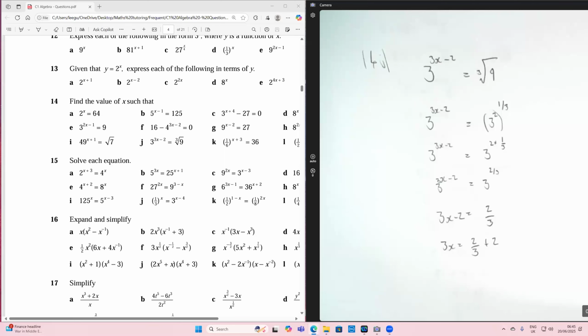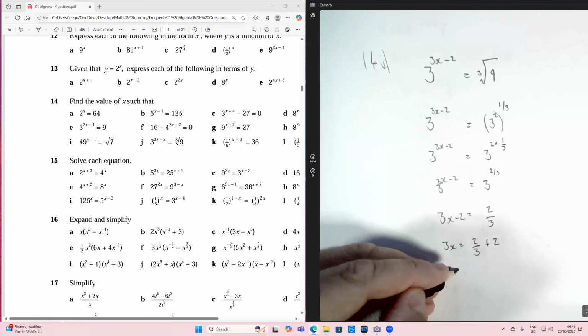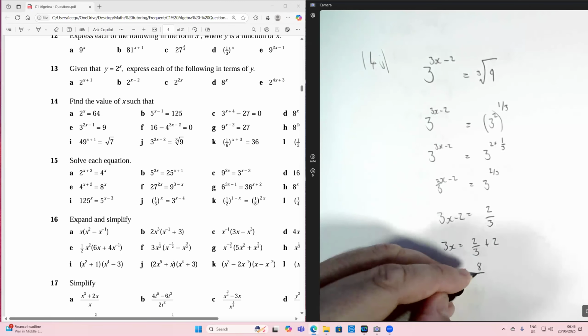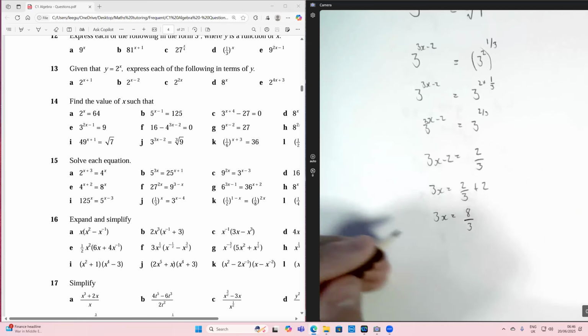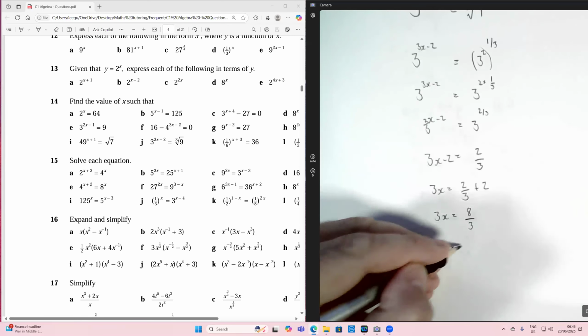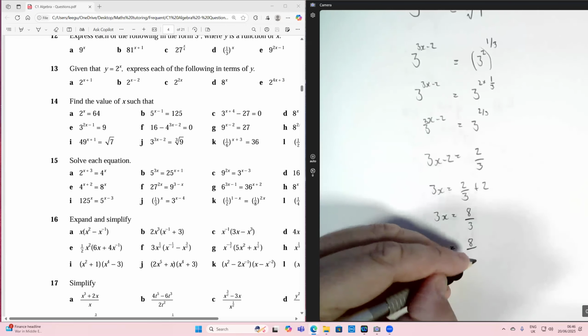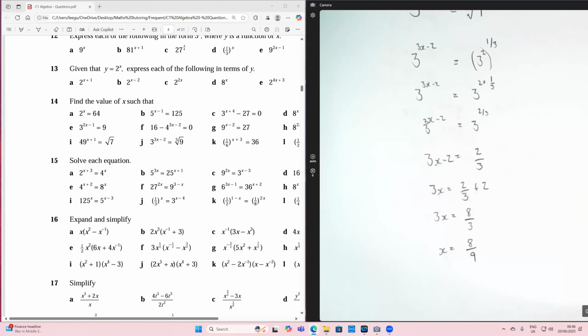And then we're just going to divide the whole thing. So that gives us 8 over 3. So 3x is equal to 8 over 3. And then finally, we're just going to divide both sides by 3 now. So x is going to equal 8 over 9 when you divide both sides by 3. And that is how we would do that one.